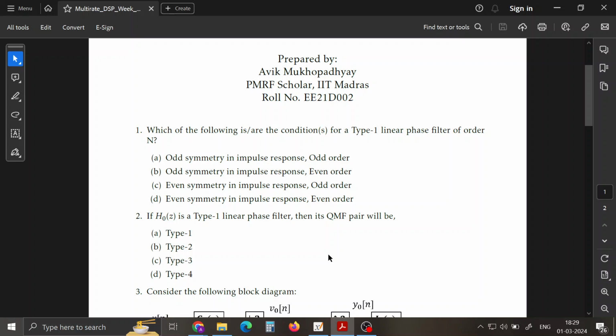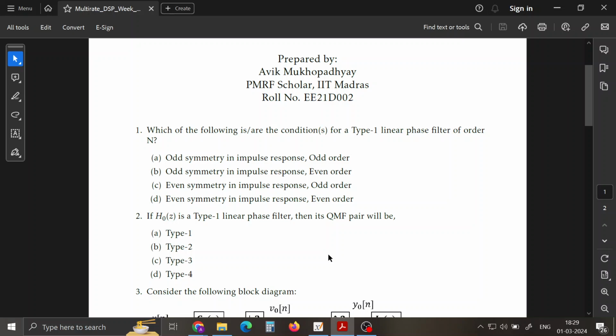Why do I say that H0(-z) is a shifted version of H0(z)? If you replace z by e^(j omega), then H0(z) becomes H0(e^(j omega)), and H0(-z) is equal to H0(-e^(j omega)), which is also the same as H0(e^(j(omega - pi))). So it is the same thing as shifting your frequency by an amount pi. The filter remains the same, you just shift it. Those two filters form a QMF pair. We have seen all these things, right?